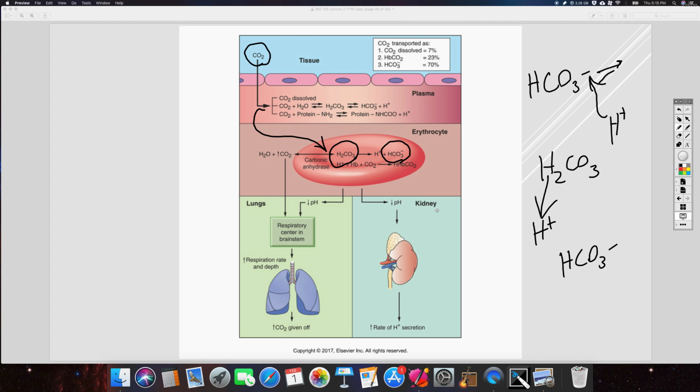Really important buffer system. There's some other things that are going on that we'll talk about later, but basically, once this gets back to the lungs, this reaction actually reverses in the red blood cell, CO2 is released, and you exhale it. So really important buffer system. Don't worry about the details now because we're going to learn the details later.